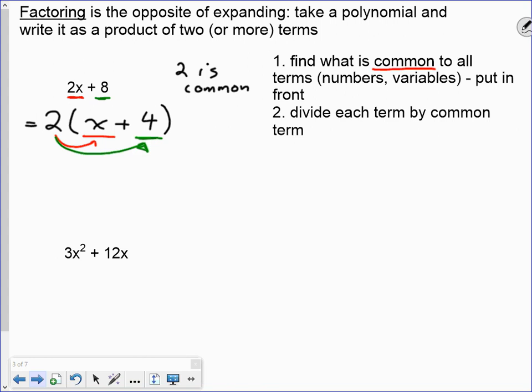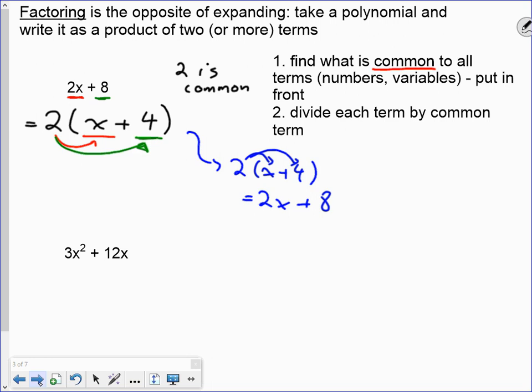Because if we were to take this 2 times x plus 4, and do the expansion, 2 times x is 2x, 2 times 4 is 8, we'd get back to the thing that we started from. So we want to take this 2x plus 8 and write it as a product, something like 2 times x plus 4.